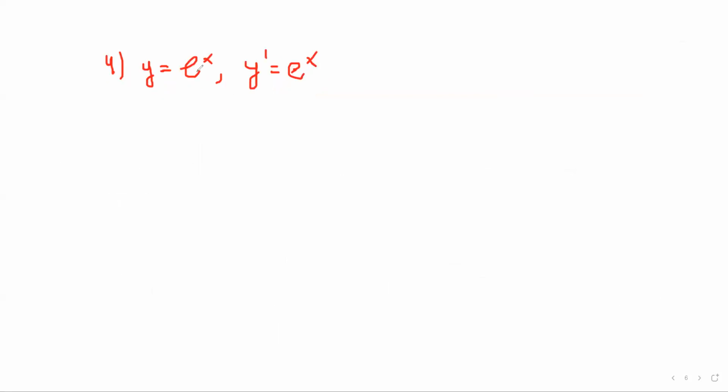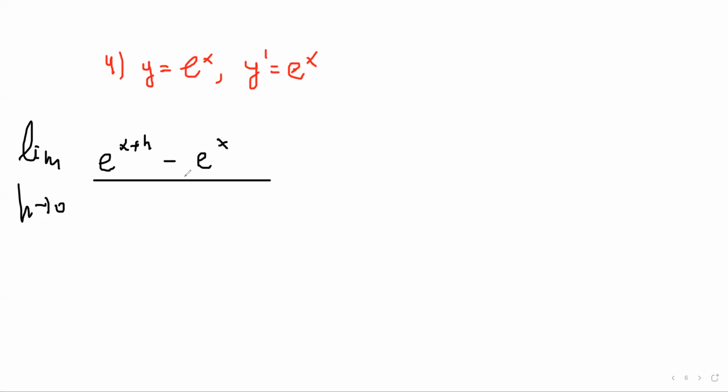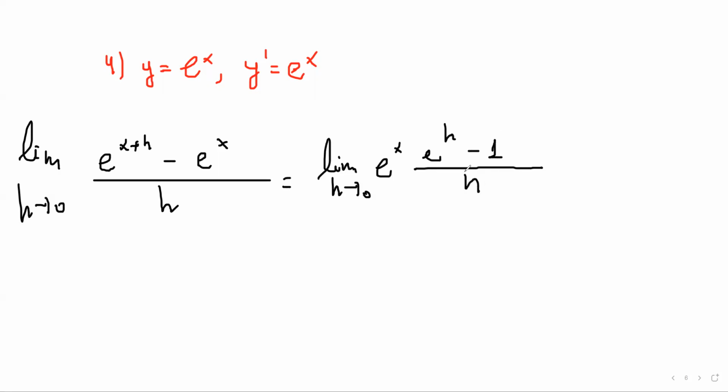Let's continue with another one. We always say that the derivative of the exponential function is itself. So its derivative is equal to itself. So let's see why. Let's write here the formula, limit h tends to 0. Exponential x plus h, this is f(x+h), minus exponential x, this is f(x), divided by h. Obviously, we can factor out e to the power x from both of them. So it's going to be e to the power x times such a formula: e to the power h minus 1 divided by h.